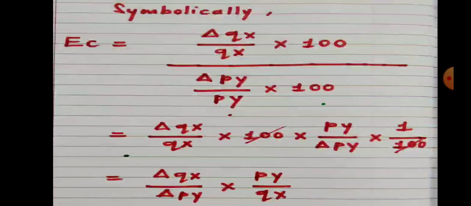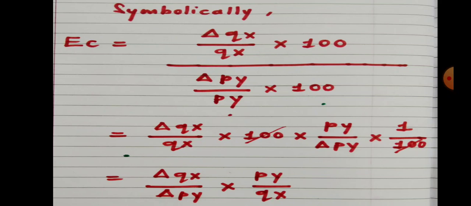Let us see how to find out cross elasticity of demand symbolically. That is EC is equal to delta QX upon QX into 100 divided by delta PY upon PY into 100. So QX here stands for the original quantity demanded for commodity X, and delta QX stands here for change in quantity demanded for commodity X. PY stands here for price of commodity Y, and delta PY stands here for change in price of commodity Y. So EC is equal to delta QX upon QX into 100 divided by delta PY upon PY into 100.